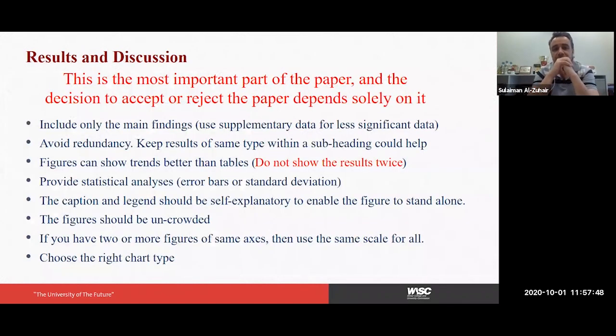Okay, the results and discussion is the most important part of the paper, and the decision to accept or reject depends on it when it comes to the reviewers, of course. I'm running out of time, so I'll go a little bit fast with this. You can include only your main finding, use supplementary data for less significant data, avoid redundancy, and keep results of the same type within the same heading.